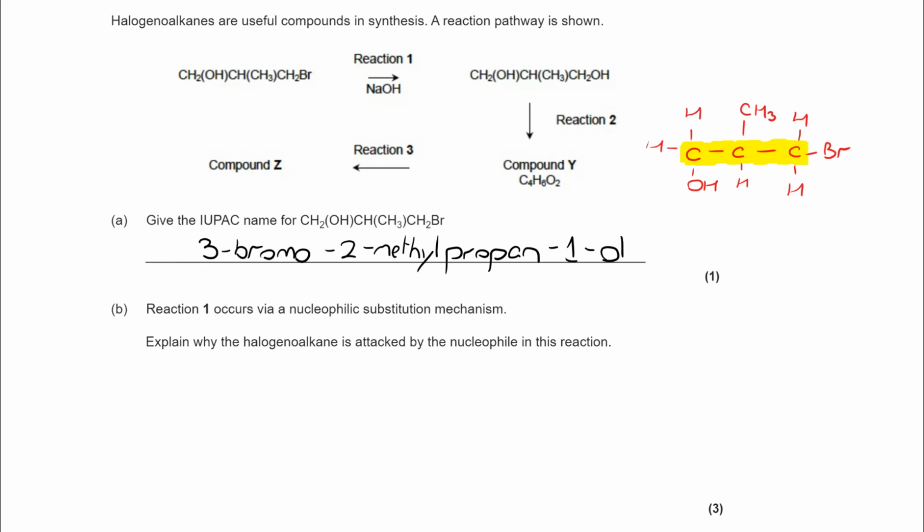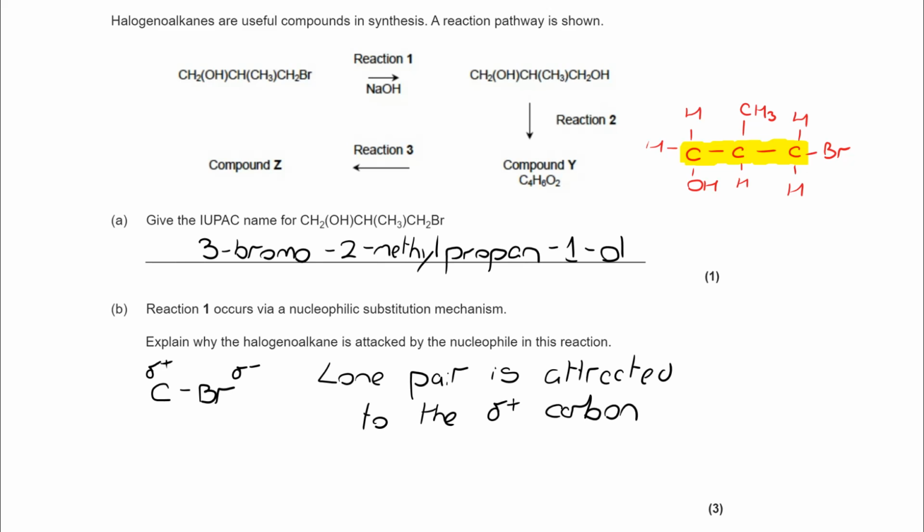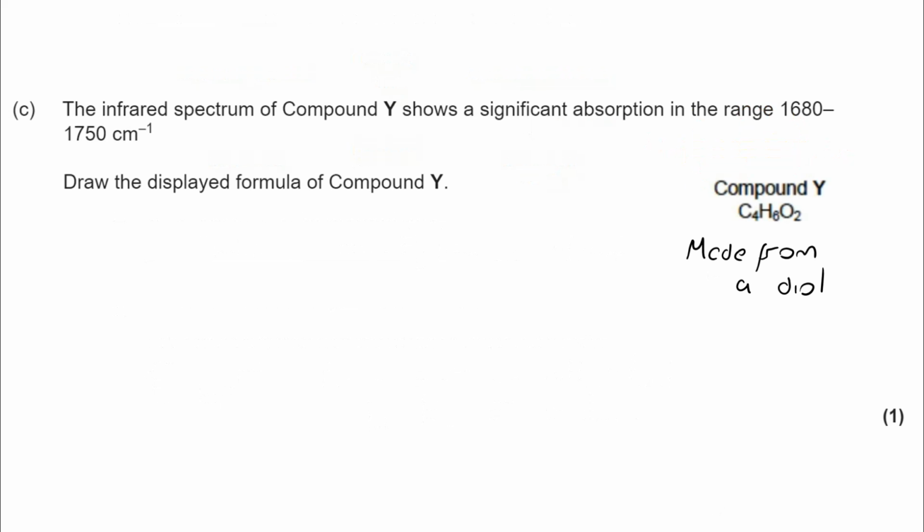In terms of the nucleophilic substitution mechanism, asking why the haloalkane is attacked by the nucleophile. Well, you can put this into words, and it might be worth adding a little bit more detail as well. But within that haloalkane, in the C-Br bond, we have got a more electronegative bromine, which means that we've got a delta negative bromine and a delta positive carbon. And because the carbon is delta positive, the lone pair on the nucleophile is attracted to it and therefore likely to attack it.